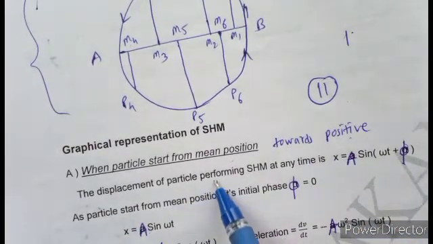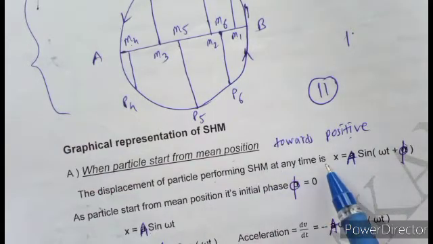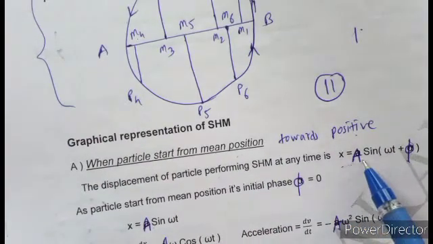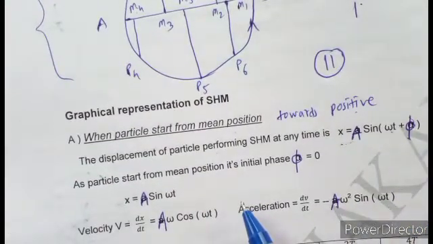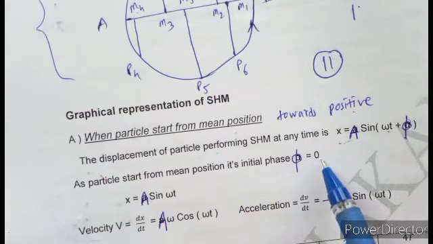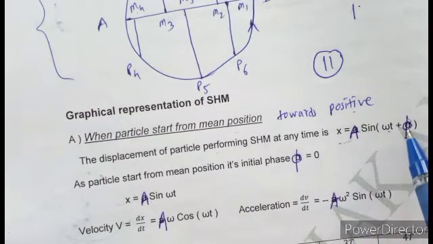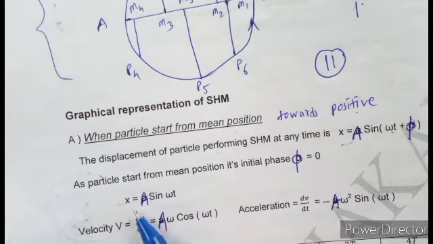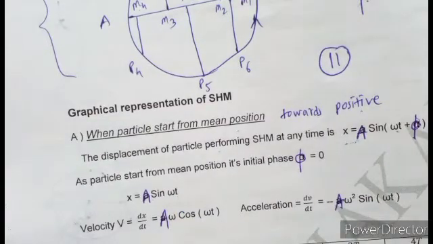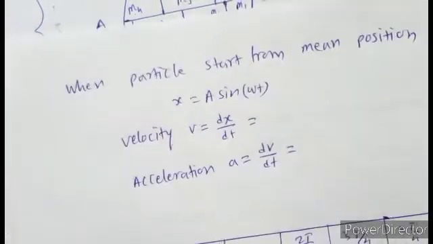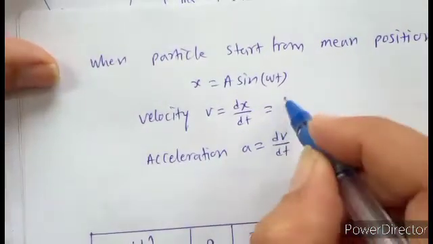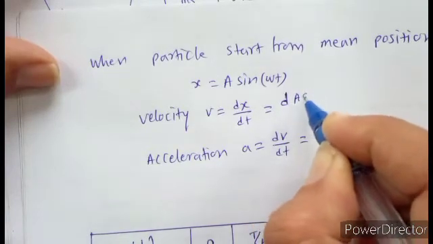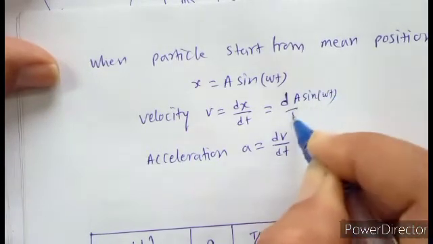The displacement of a particle performing linear SHM at any instant of time is x is equal to a sin(omega t plus phi). But when the particle is at mean position, initial phase phi is equal to 0. Substitute phi is equal to 0 in the above equation. We get the displacement of particle x is equal to a sin omega t. Now we calculate the velocity. So velocity is nothing but rate of change of displacement, dx by dt. Substitute the value of x, that is a sin omega t, in dx by dt.